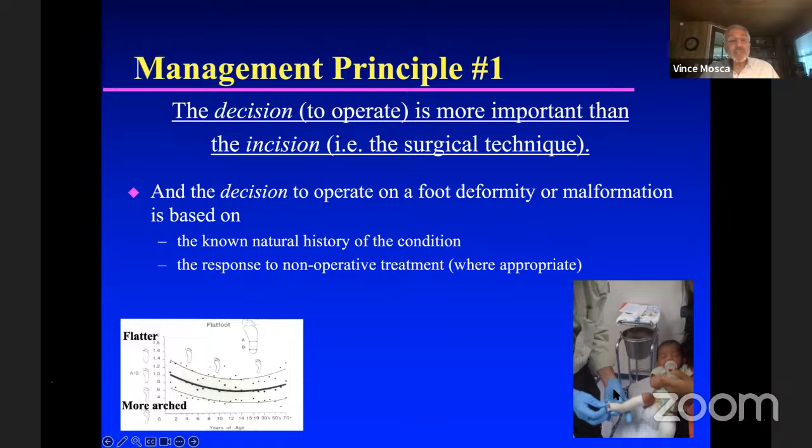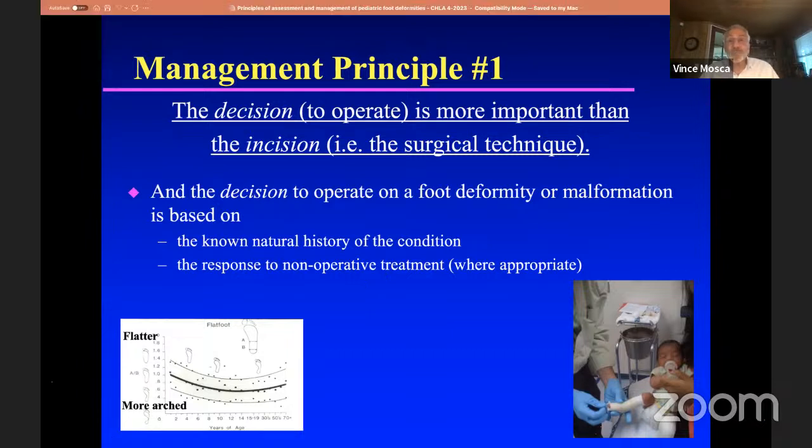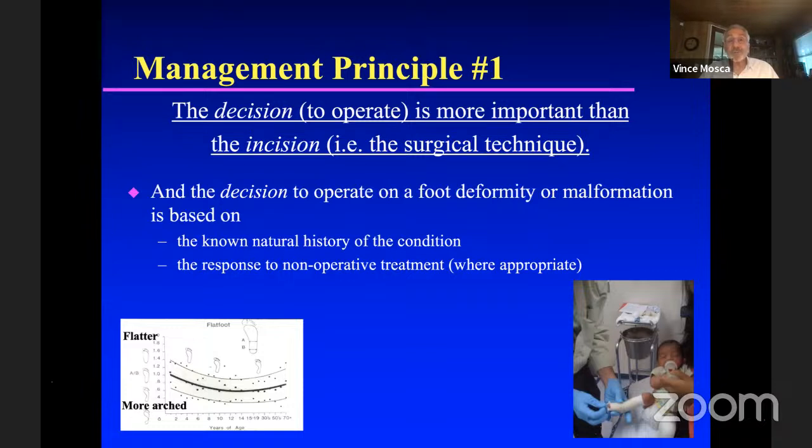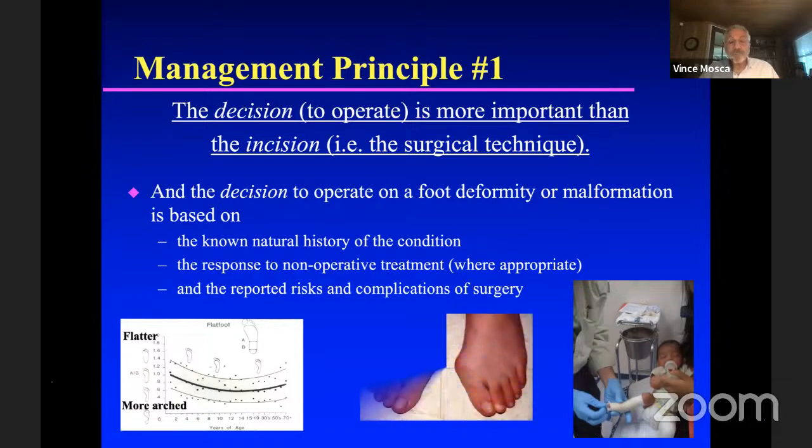So the decision to operate is first, can I achieve my goals of deformity correction without surgery? In a case like clubfoot, the answer is yes, and then only reserve surgery for the 1% of clubfeet that don't respond to non-operative treatment. And the final decision to operate on a deformity is based on risks and complications.